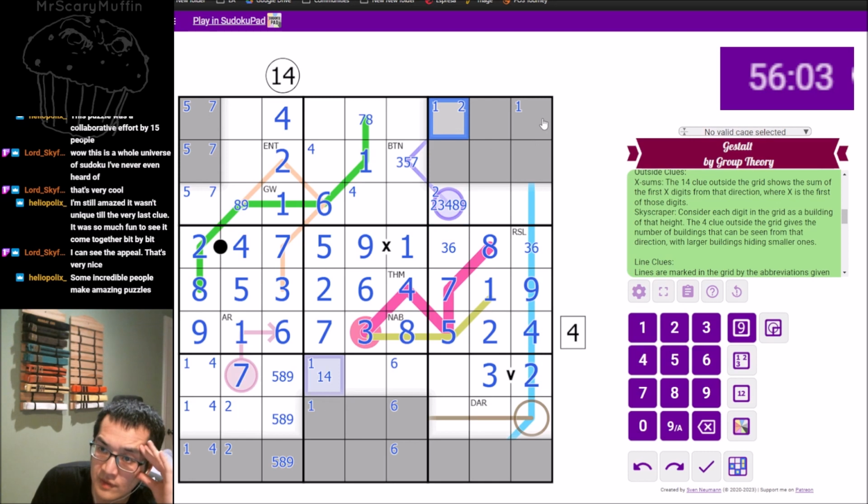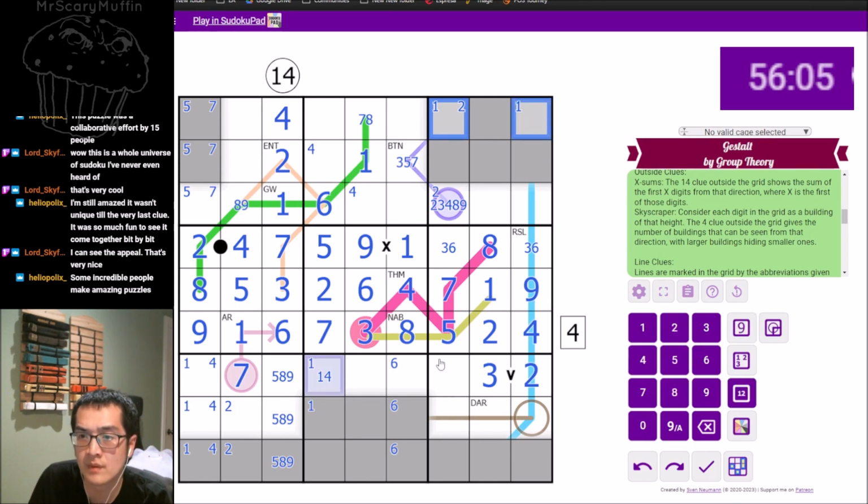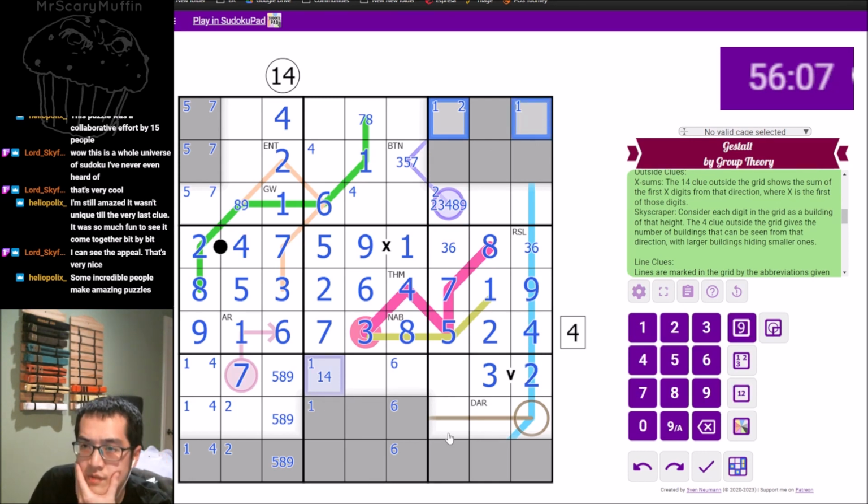If the 2 is here, then this is 1. 2 there, that's 1. And again, well, I mean, this could be a 4. 2, 3, 4. And then this is not even part of the between line at all.